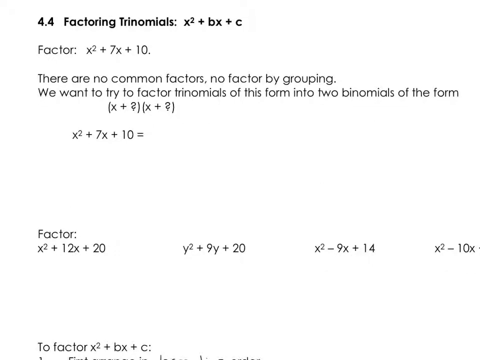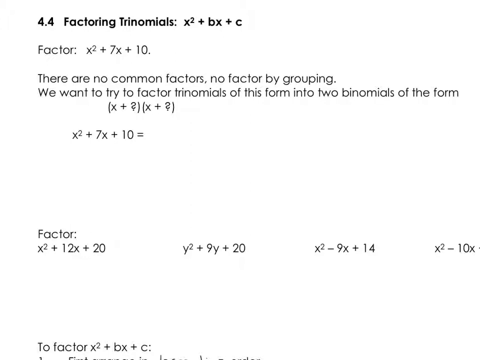Section 4.4, factoring trinomials of the form x squared plus bx plus c. So we're going to begin with an example problem, x squared plus 7x plus 10. There are no common factors, and there are three terms, so we cannot factor it by grouping.